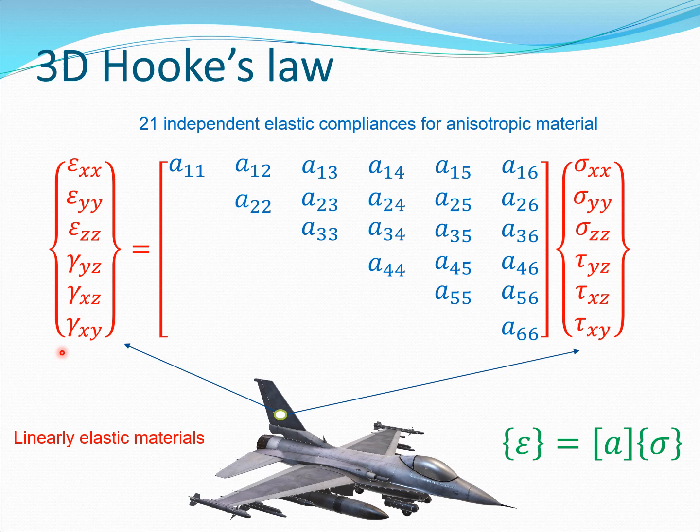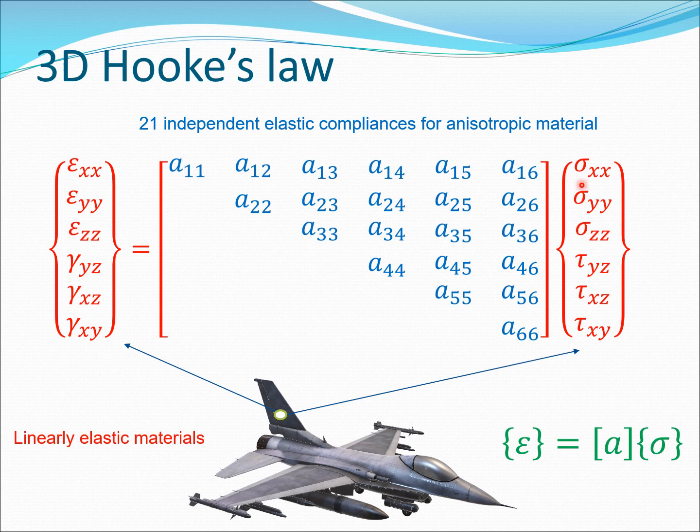Now, if we consider the material to be linearly elastic, that is in the linear region of the stress-strain curve, then we can get a matrix relation between the strains and the stresses. In matrix form, this relation would be epsilon equals A into sigma, where A is a 6 by 6 matrix. If we expand this matrix out, we get something like this. And this matrix is symmetric, so I have not written the lower part of the matrix. So A12 is equal to A21.